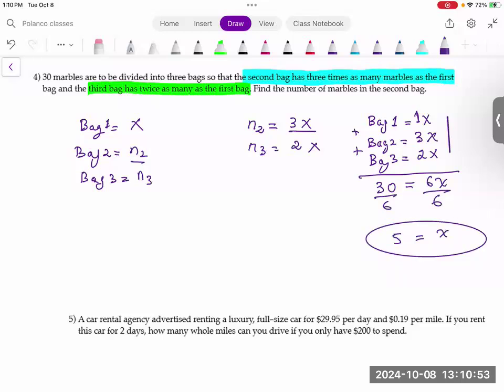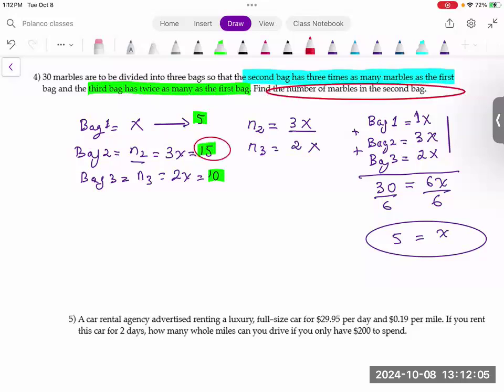What does that mean? Here, 3X, and here 2X, right? So this one is 5. This one, how many 5s? We have 3 of them, 15. And this one, how many? 10. So that's how many we get for each bag: 5, 10, and 15. Yeah, to answer your question, guys, find the total number in the second bag. So the second bag is going to be 15, right? So that's what you're looking for. If it is multiple choice, it has to be 15, right?